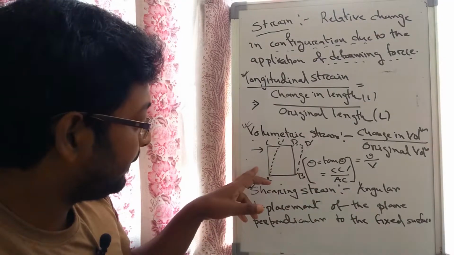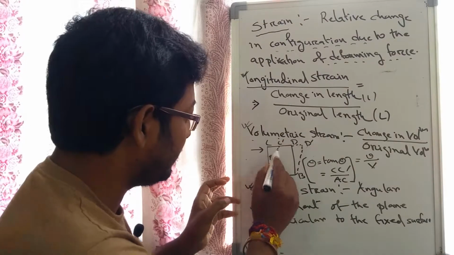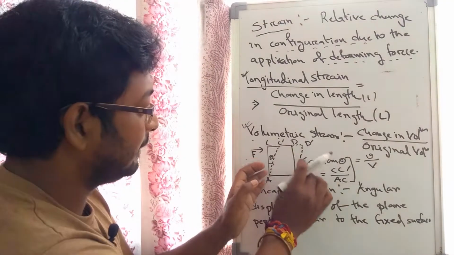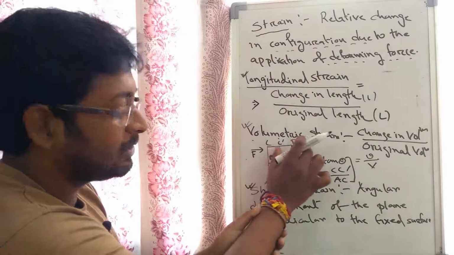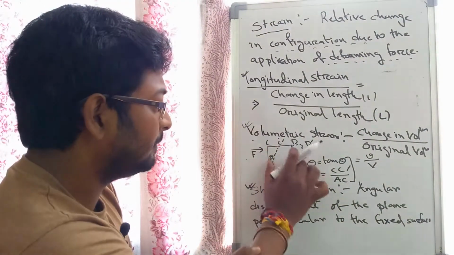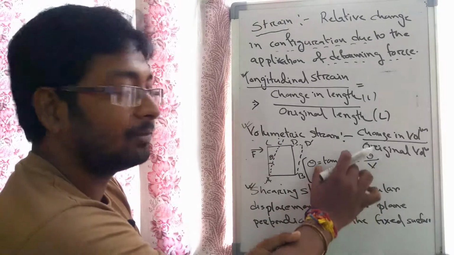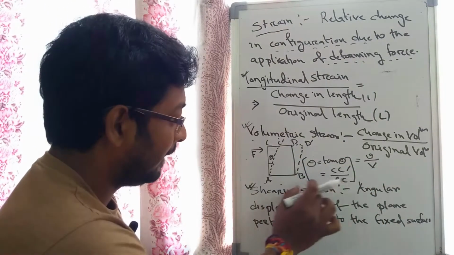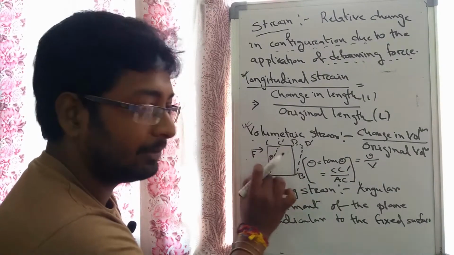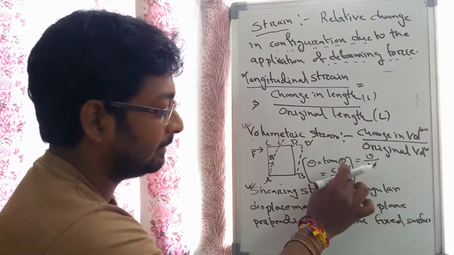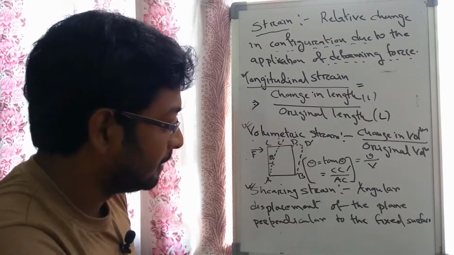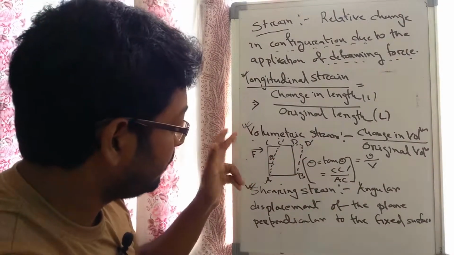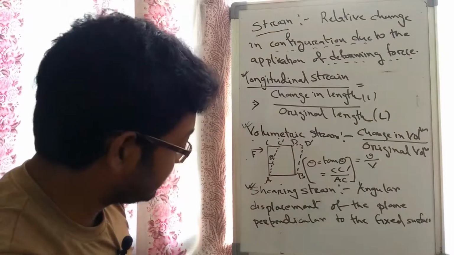So when I apply some force in this direction, the position changes, and from this we can find theta or tan theta. In this case, CC dash is the change, and AC is perpendicular to the fixed surface. So tan theta equals CC dash by AC. These are the basic ideas of our longitudinal strain, volumetric strain, and shearing strain.